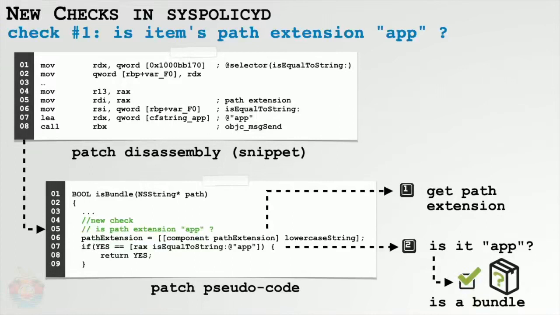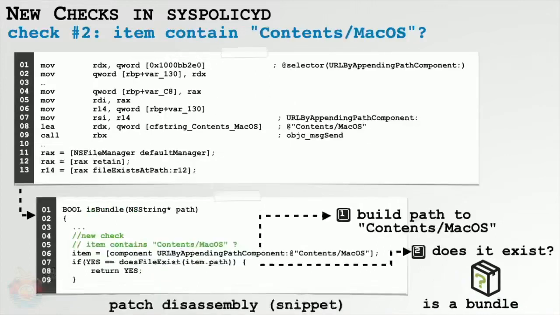So we can see based on the decompilation, they basically get the path extension and check if it ends in .app. If it does, they say, we don't care about anything else. You are now a bundle. That's awesome. They also check if the item has the Contents/MacOS directory structure. This is required for any application, but more importantly for other bundles as well, perhaps dylibs or other frameworks.